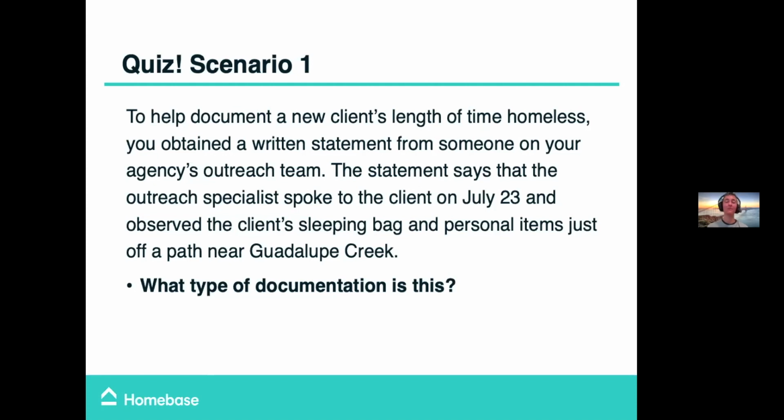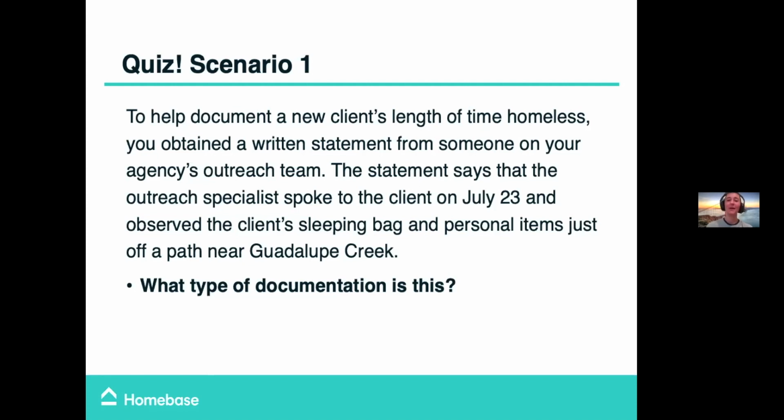All right, so remember, you're documenting length of time homeless, that's history of homelessness. It's an outreach worker on your agency's outreach team. They observed where the client was sleeping. So does this sound like second party, third party, self-certification, or none of the above? I'm going to give you some time to ponder that. Seeing some responses coming in. All right, I'm seeing people are picking up on some good clues. Going to give you a little more time to get those answers in. Three more seconds. All right, I'm going to close the poll and we're going to take a look.